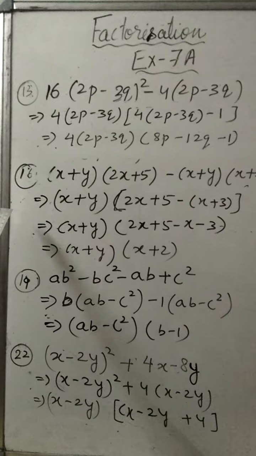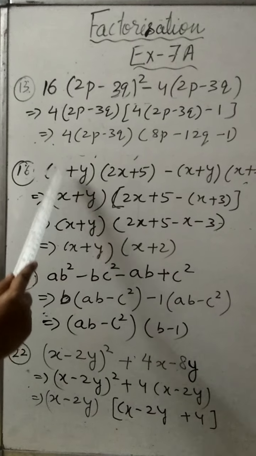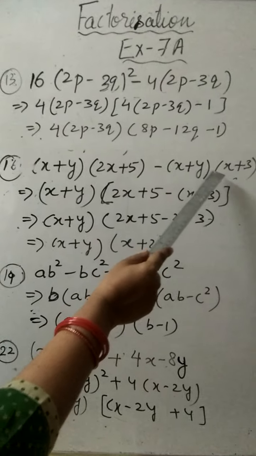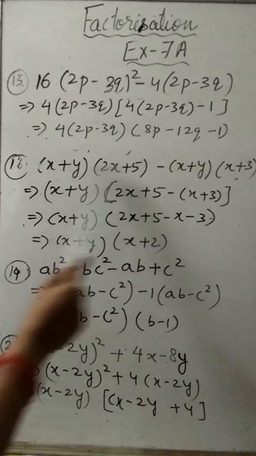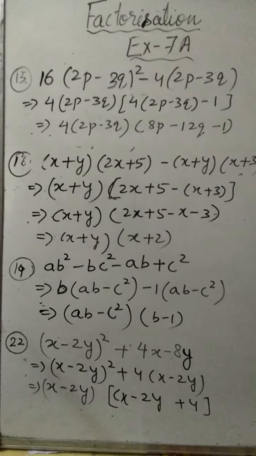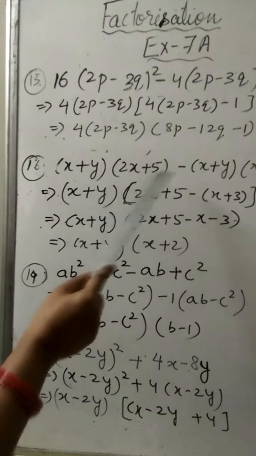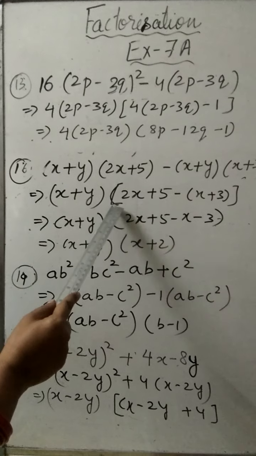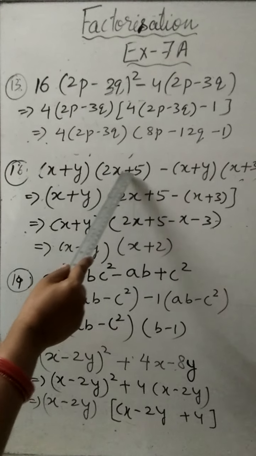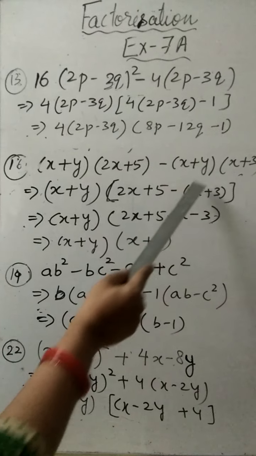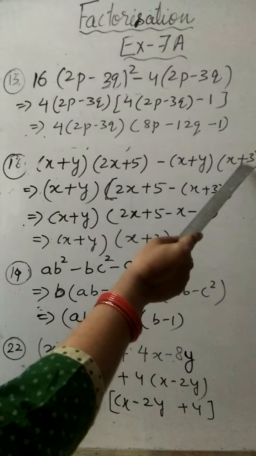Now number 16. In number 16 it is given in one bracket (x plus 5), 2(x plus 5) minus (x plus 5) into (x plus 3). So two terms are there in this expression. You can easily see which is the common. Easily we can see x plus 5 is the common. So x plus 5 is common, and in another bracket we have to write the remaining ones, that is 2x plus 5 minus, then don't forget to put bracket, minus (x plus 3).